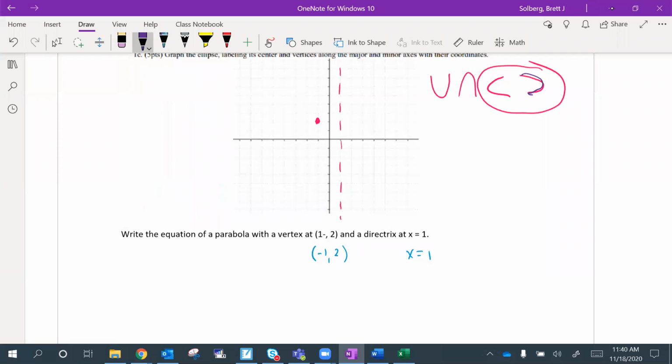So I know the equation in general is going to look like this. y minus k squared equals 4p times x minus h. Now we have the vertex already, so that's going to be that dot. So I know that this is going to be something like y minus 2 squared is equal to 4p, and then I'm going to do x minus the negative 1, so that'll be x plus 1. Make sure you put the negative 1 with the x and the 2 with the y. Okay, but what I still need to figure out here is p. That is going to be our focal length.